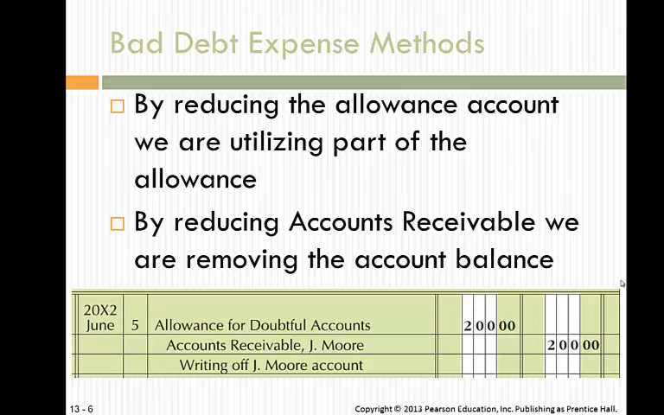Now let's look at what happens when a customer doesn't pay his bill of $200. It's the next year, June 5th. We had estimated the previous year that $1,600 wouldn't be collected, and this $200 is part of that, so we reduce allowance for doubtful accounts by $200. Then we reduce the customer's accounts receivable for $200 with a credit. This process is called writing off an account.